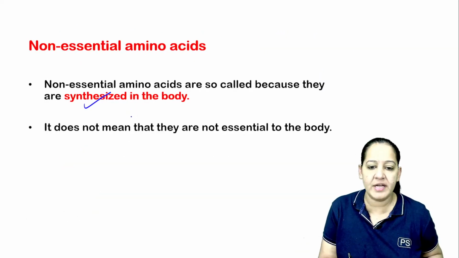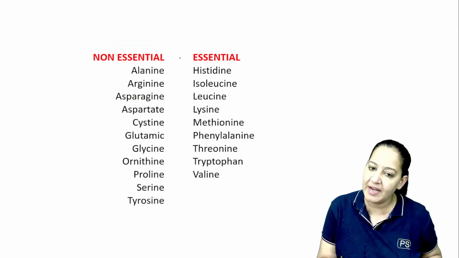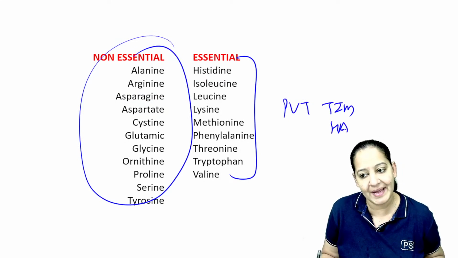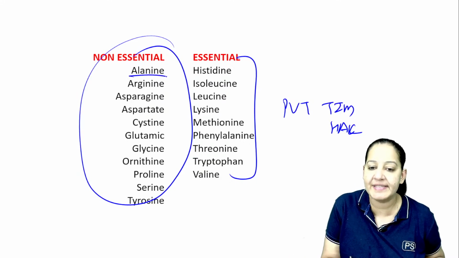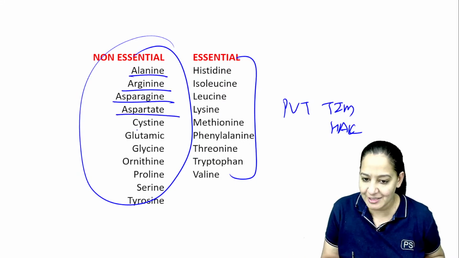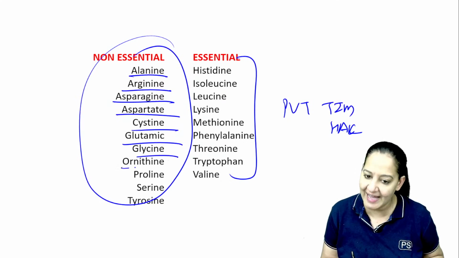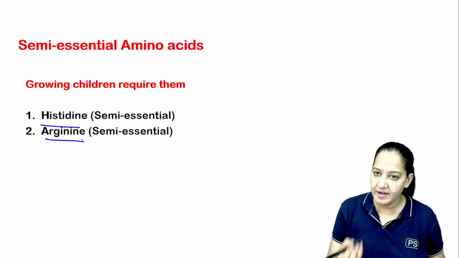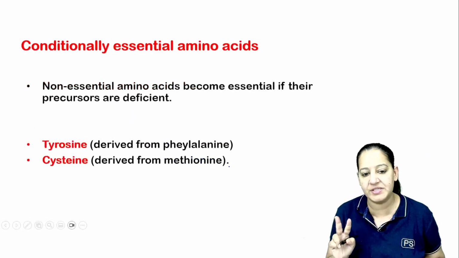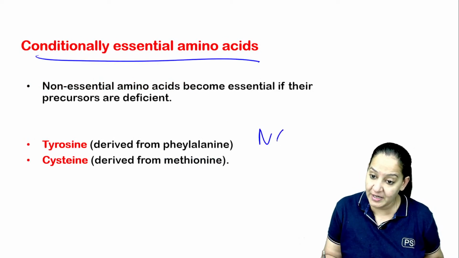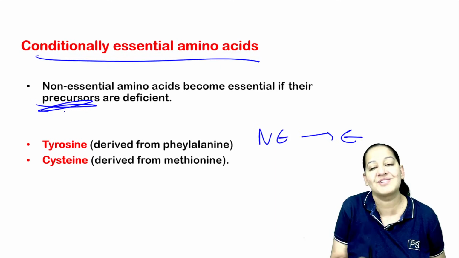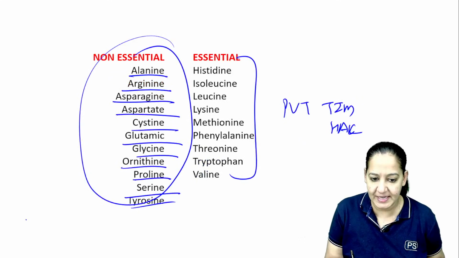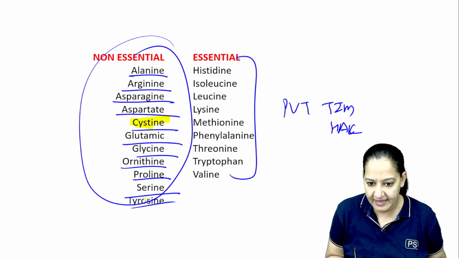Non-essential amino acids are synthesized in the body. They are not taken in the diet. So all the remaining ones except PVT Tim Hall are non-essential. Whatever is remaining is considered non-essential: alanine, arginine, aspartate, asparagine, cysteine, glutamic acid, glycine, ornithine, proline, serine, tyrosine. Now semi-essential are required in children, not in adults. The mnemonic is HA. There are only 2, histidine and arginine. Conditionally essential are actually non-essential but become essential if their precursors are absent. So what are they? They are cysteine and tyrosine. The mnemonic is CT. You can see here is the cysteine and here is the tyrosine.